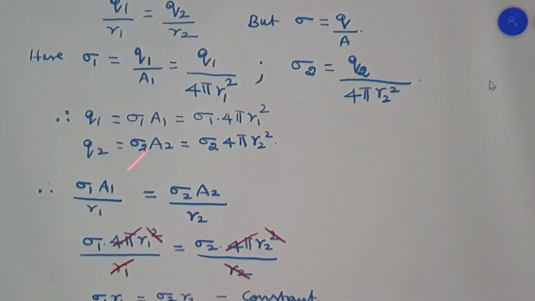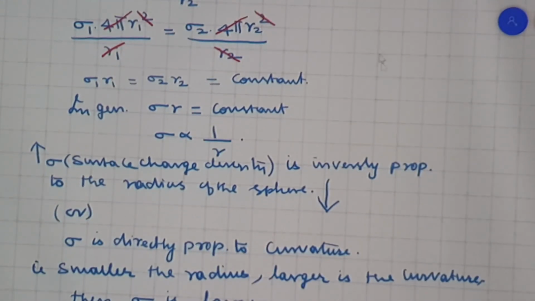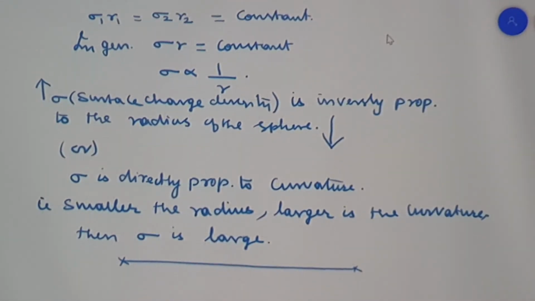Substituting for Q1 and Q2 here, I can write sigma 1 A1 by R1 is equal to sigma 2 A2 divided by R2. Substituting for A, you get sigma 1 into 4 pi R1 square by R1 equal to sigma 2 into 4 pi R2 square by R2. Here one of the R1 gets cancelled, one of the R2 gets cancelled, and 4 pi on both sides gets cancelled. So the next step that we can write is sigma 1 R1 is equal to sigma 2 R2.